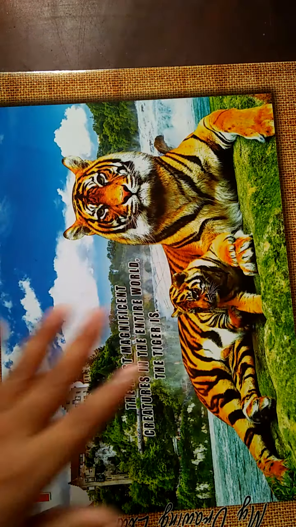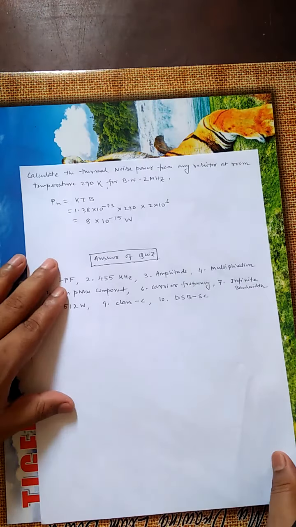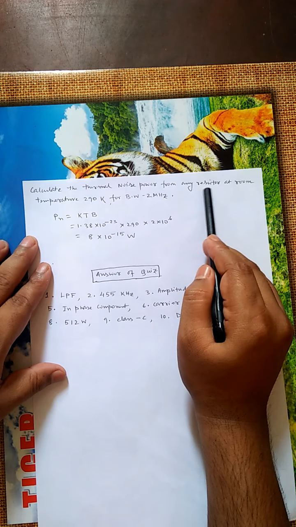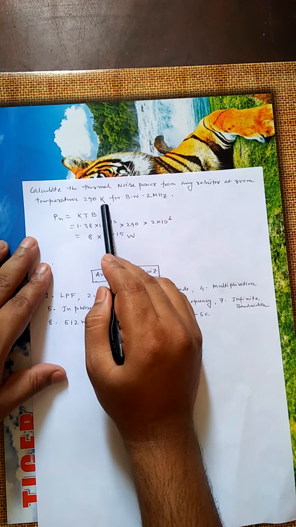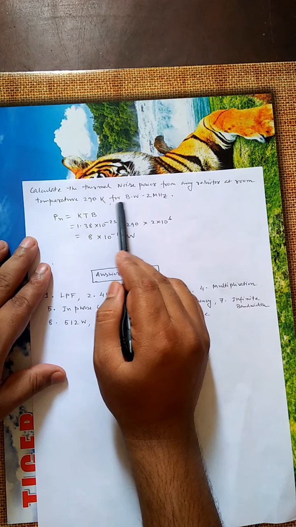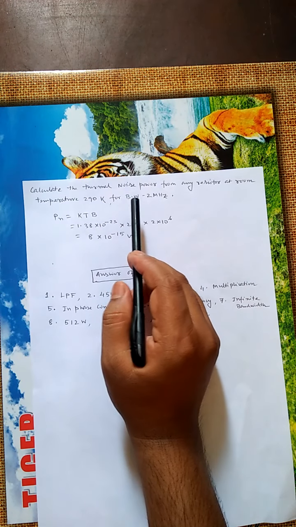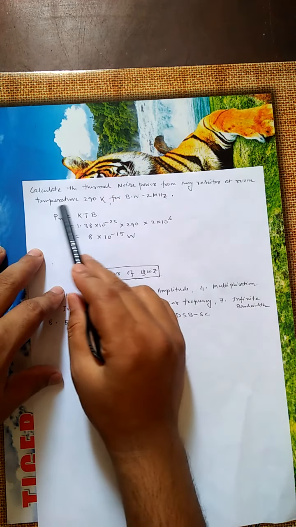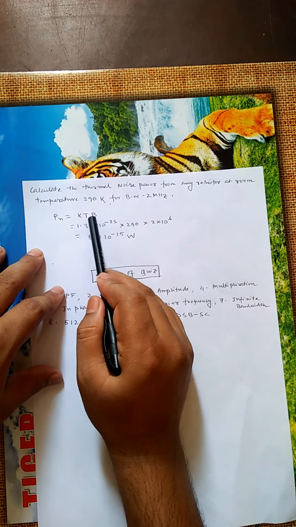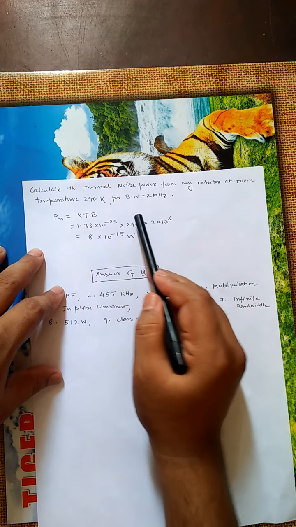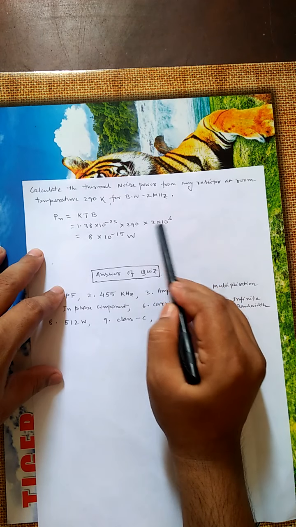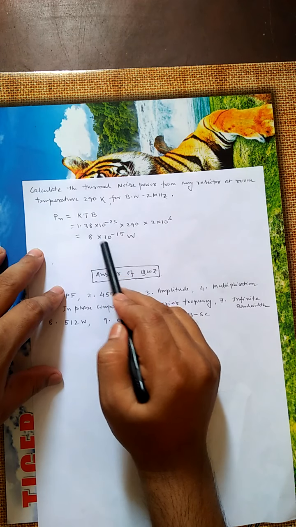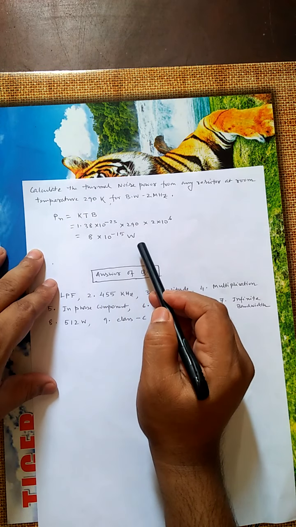Here is another problem. Calculate the thermal noise power from any resistor at room temperature 290 Kelvin for a bandwidth of 2 megahertz. In this case we have the temperature and the bandwidth. The noise power formula is k into T into B, where k is Boltzmann's constant, T is the temperature in Kelvin, and the bandwidth is given. So we get the noise power as 8 into 10 to the power minus 15, very little power generated due to the noise.